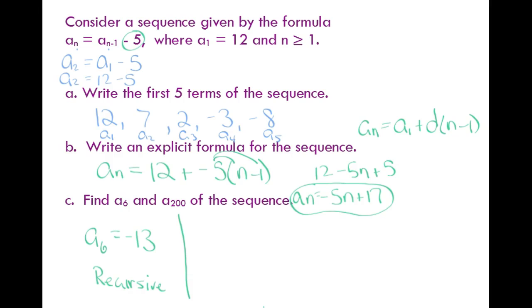Now, if I want to use the recursive sequence again, I'm going to be subtracting 5 a whole lot of times from negative 13. So this is where the recursive sequence fails to be very useful, and the explicit formula is much better. So I'm going to say a of 200 equals negative 5 times 200 plus 17. And I zipped ahead so that you didn't have to watch me do all the math. So you get negative 983 is the 200th term, or a of 200.